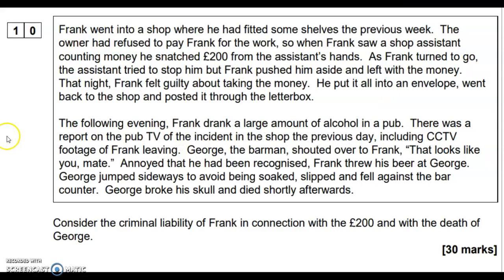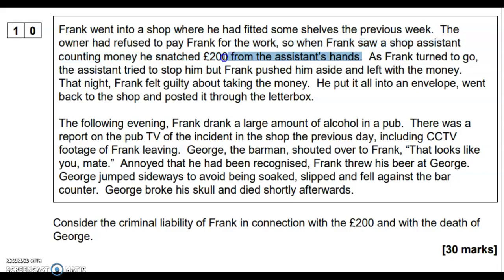You can see here that we've got a criminal law scenario that's separated into 2 sections, and you've got the question here which is worth 30 marks, and you're being asked to consider the criminal liability of Frank in connection with the £200, so that's what's happening in this section here, and also with the death of George, which happens in this section. So in the first part, we've got Frank going into a shop where he's fitted some shelves the previous week. The owners refused to pay Frank for the work, so when Frank saw a shop assistant counting the money, he snatched £200 from the assistant's hands.